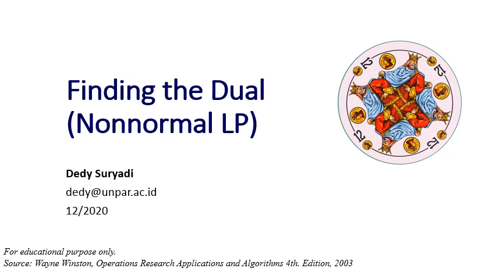Up to here, you should have been able to find the dual of a normal maximization and normal minimization linear programming. Now let's see how we can find the dual if the given primal is a non-normal linear programming.